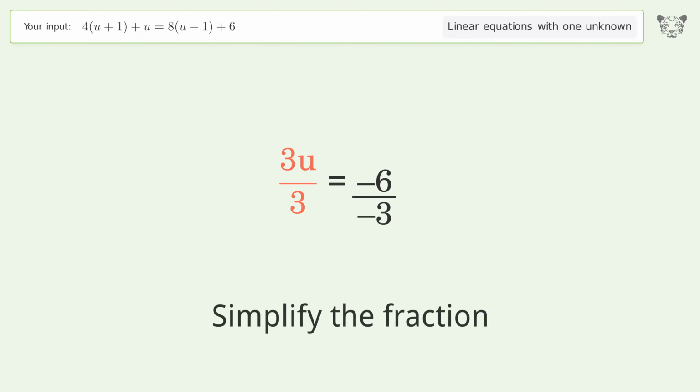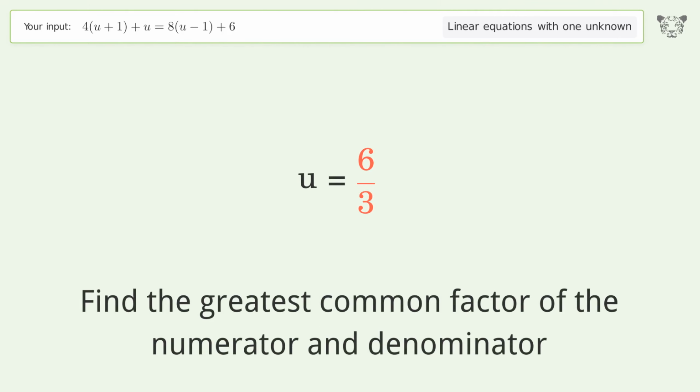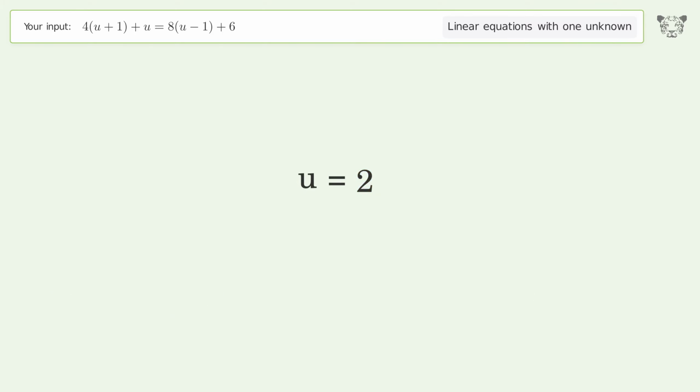Simplify the fraction. Cancel out the negatives. Find the greatest common factor of the numerator and denominator. Factor out and cancel the greatest common factor. And so the final result is u=2.